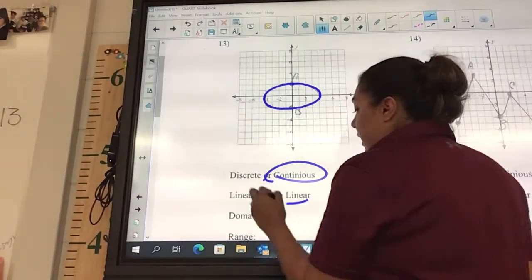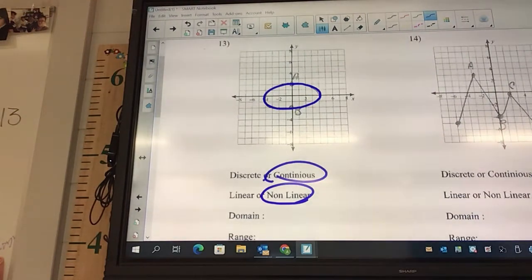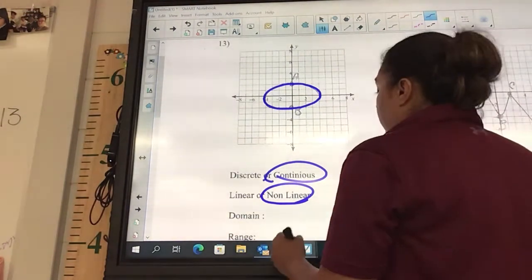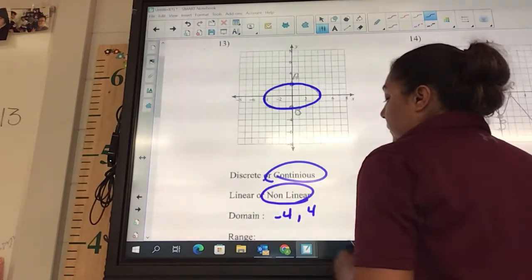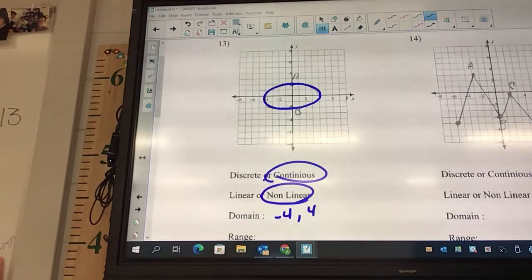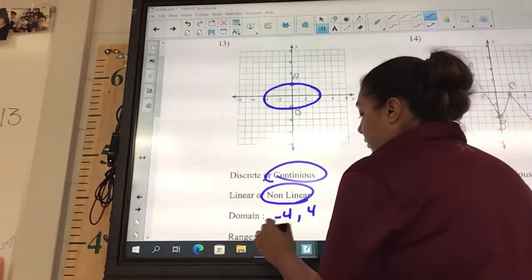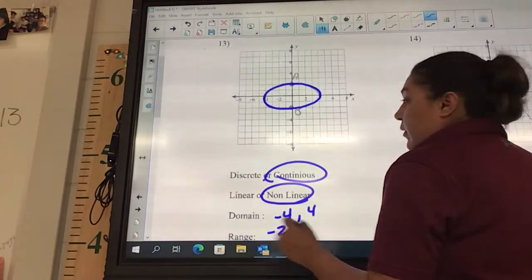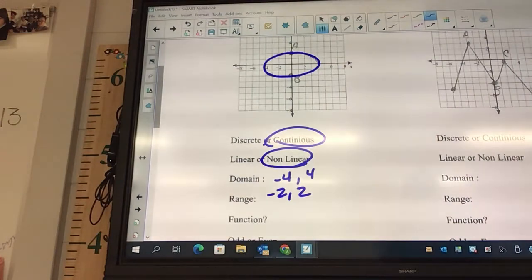Good. So it's non-linear. The domain. I got negative infinity to infinity. No. -4 to 4. What about the range? -2 to 2. When do we know it's infinity? When there's an arrow. If there's an arrow, there's an infinity somewhere.